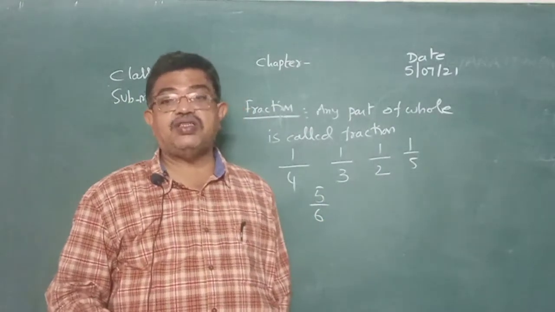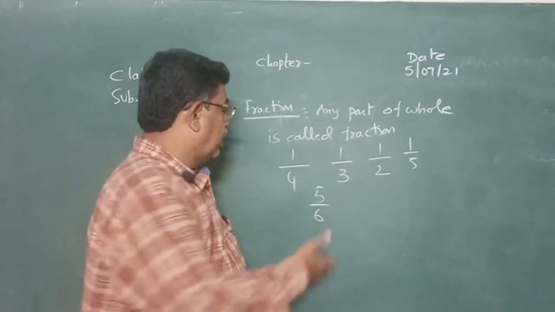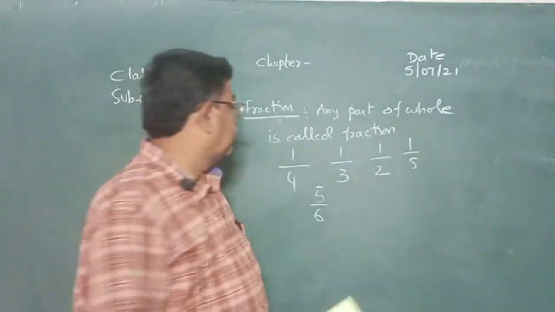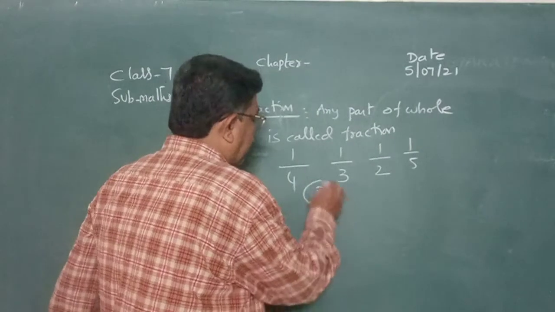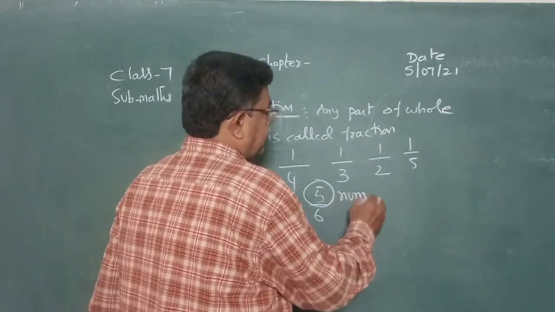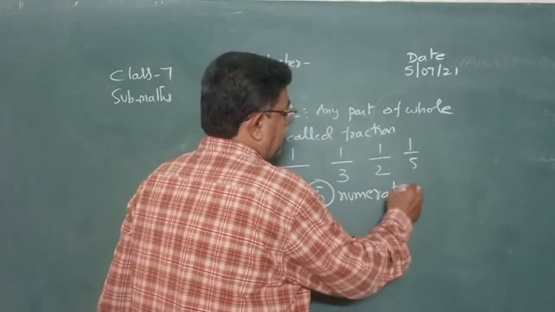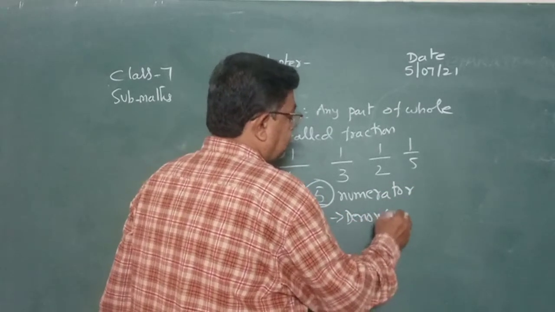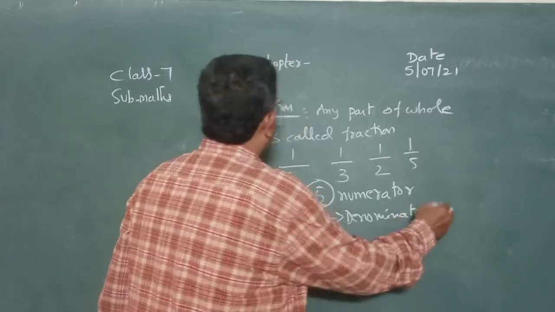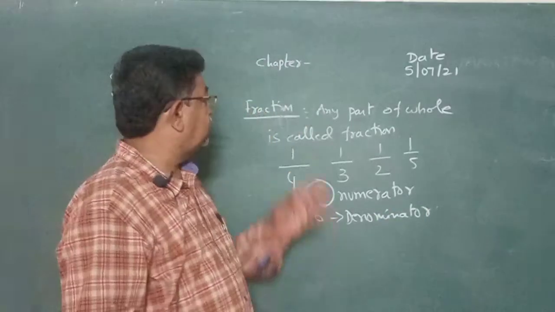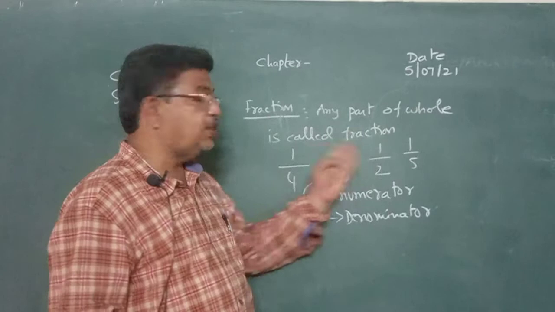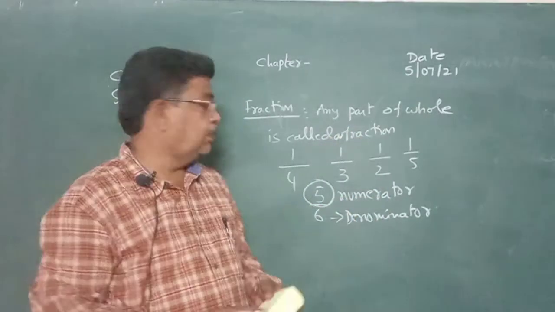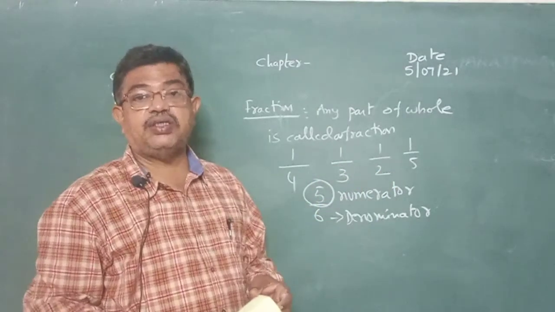5 by 6 is also a fraction, where a fraction contains a numerator and a denominator. So this upper part is called the numerator and this is called the denominator. So you can write the first point: any part of a whole is called a fraction. You can write any example of your choice.